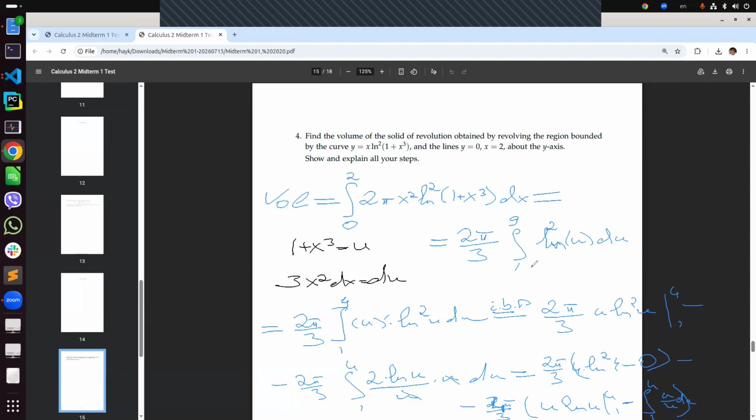So the main issue here was how we can integrate log squared u, and the answer is that the integral of log squared u we can derive by integrating by parts.